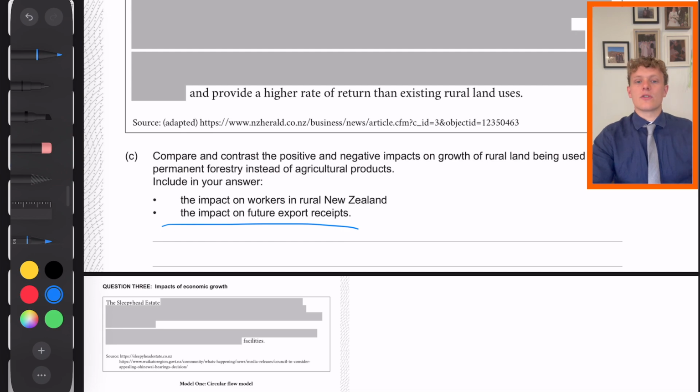And also for just consumer preferences, tastes and fashions. People want to buy more eco-friendly all the time, so if it's coming from a clean, green country, that's going to benefit all of our export receipts.